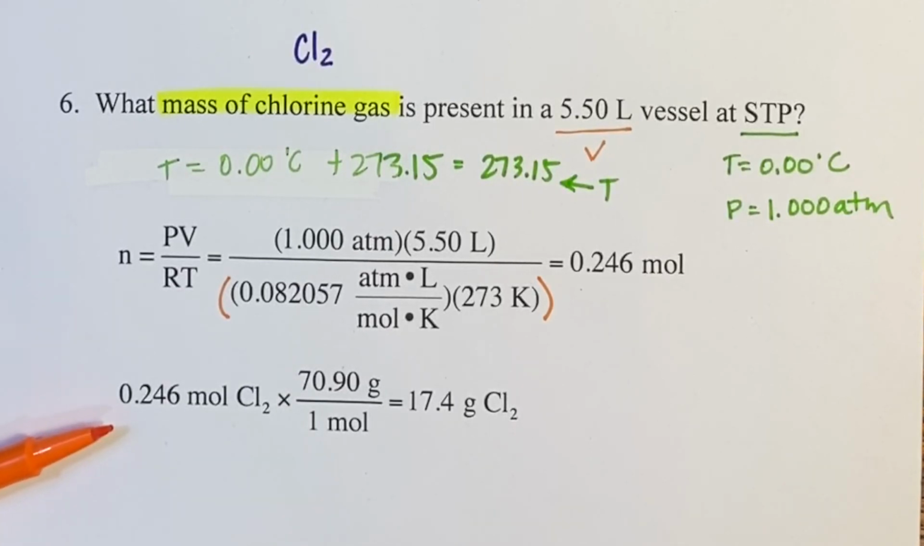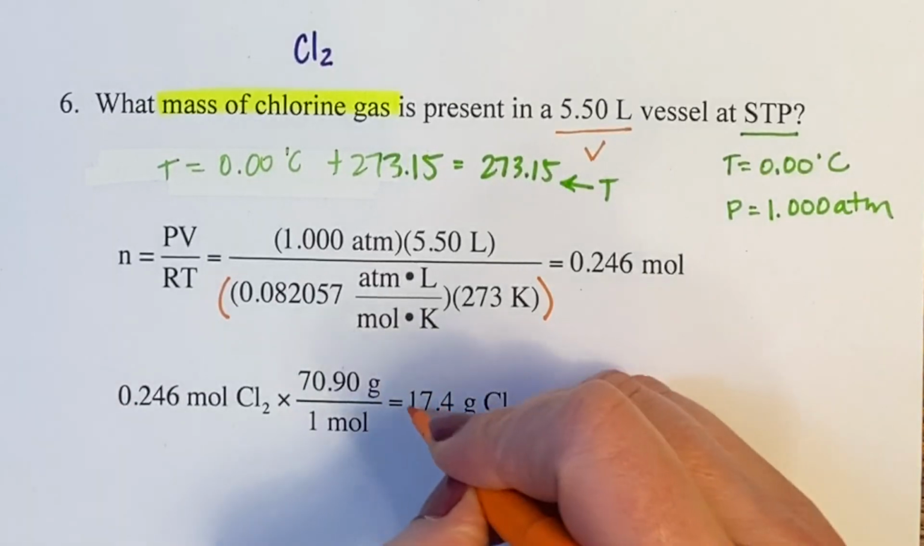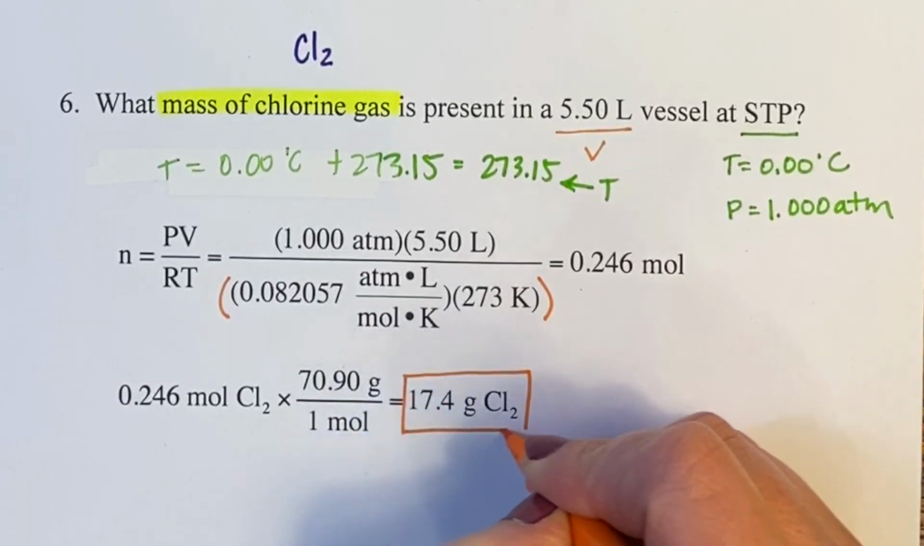So that means that in our final step, we're going to take our 0.246 moles of chlorine. We're going to multiply by the molar mass, and remember that that molar mass takes into account the fact that chlorine is one of our 7 diatomics. And when we solve, we come up with a final answer of 17.4 grams of chlorine.